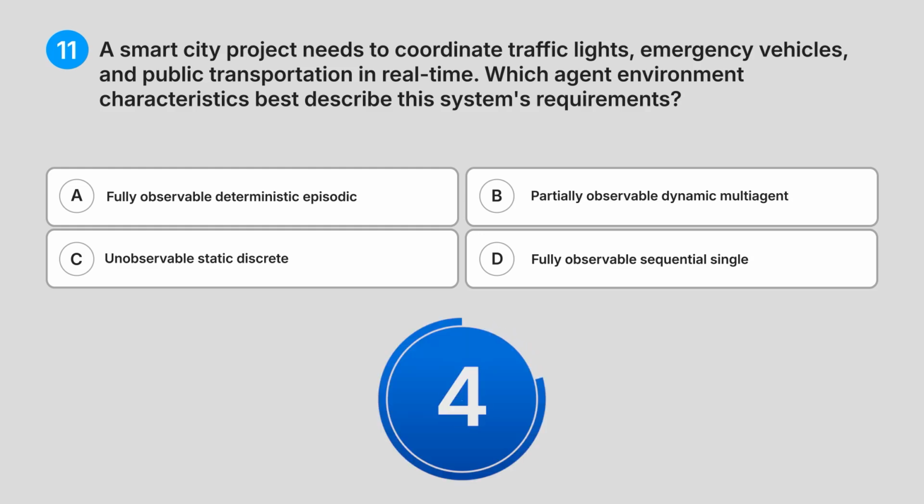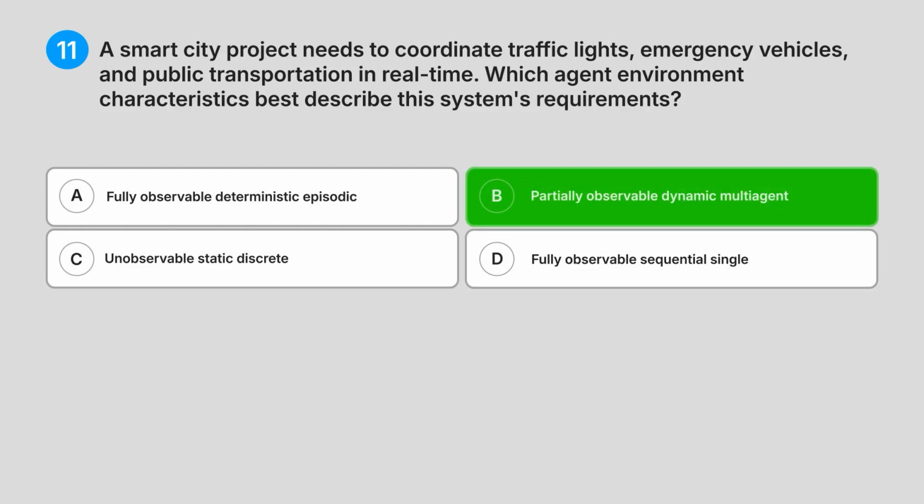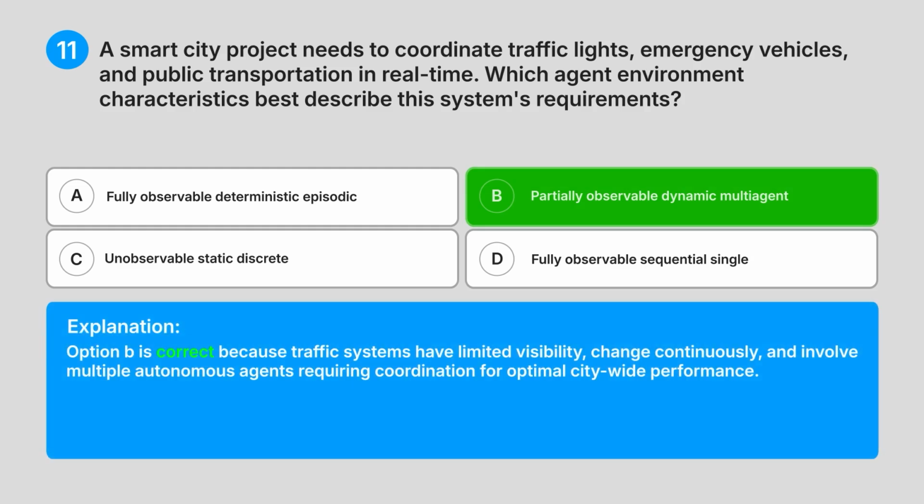Can you guess the answer? Correct answer. B. Partially observable, dynamic, multi-agent. Explanation. Option B is correct because traffic systems have limited visibility, change continuously, and involve multiple autonomous agents requiring coordination for optimal citywide performance.